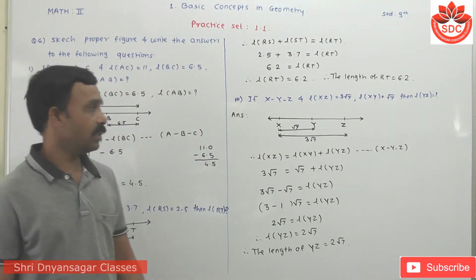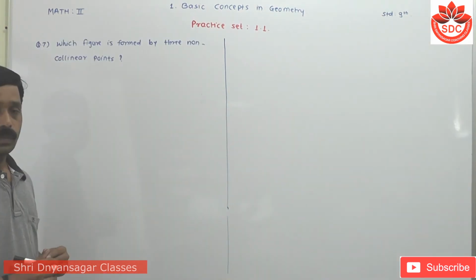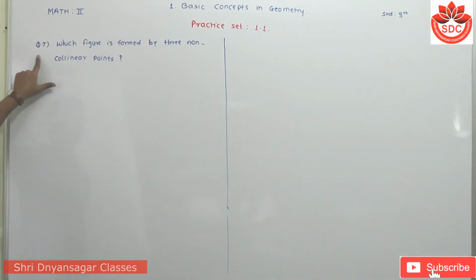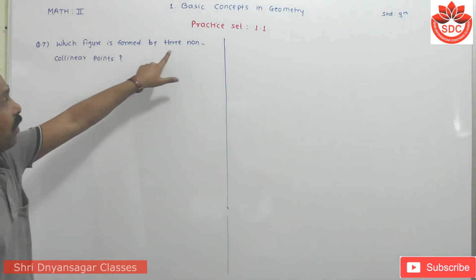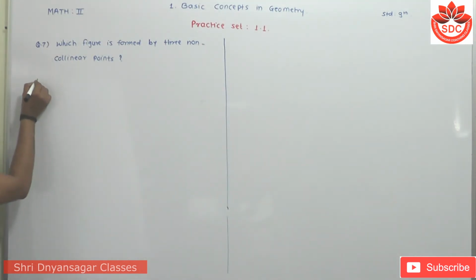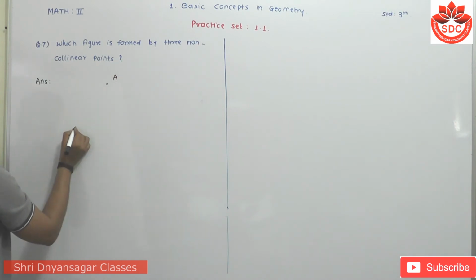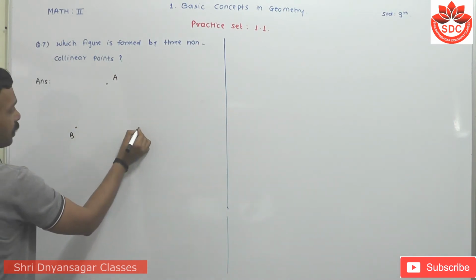Can you understand this? We see the next question. The last question is question number 7. Which figure is formed by 3 non-collinear points? Student, I take its answer here. Taking any 3 non-collinear points, suppose this point is A, this point is B, and this point is C.